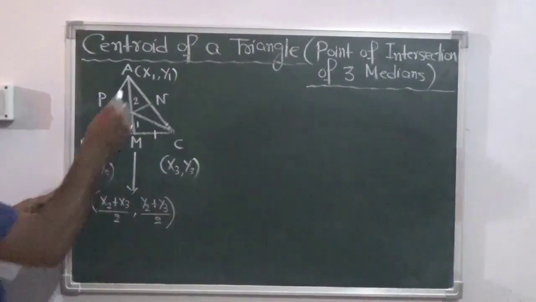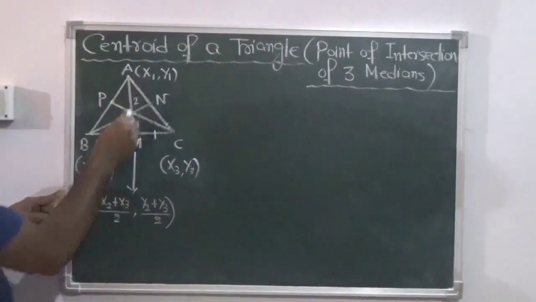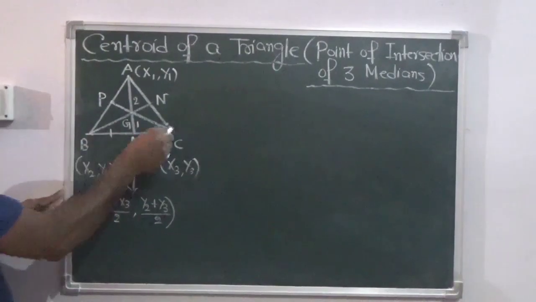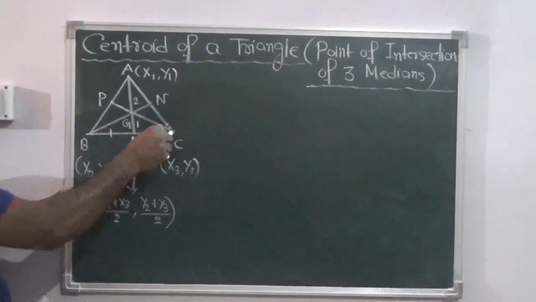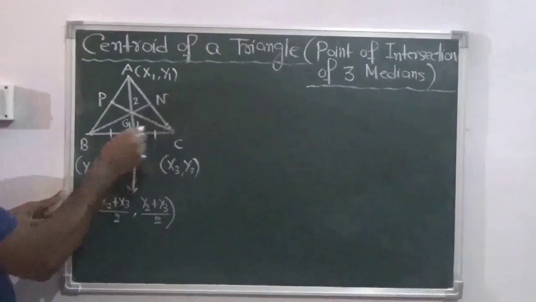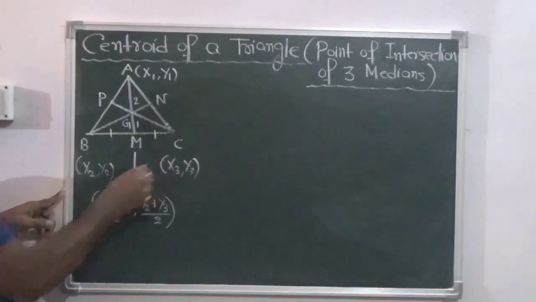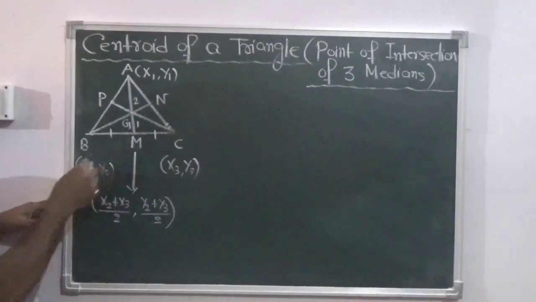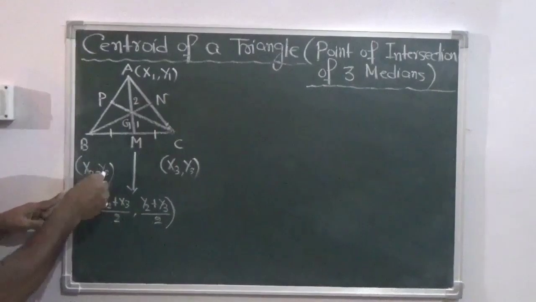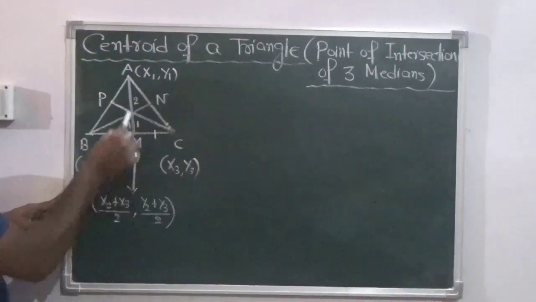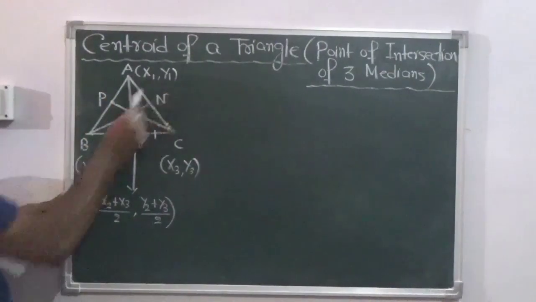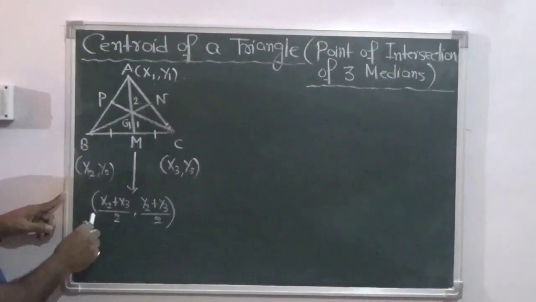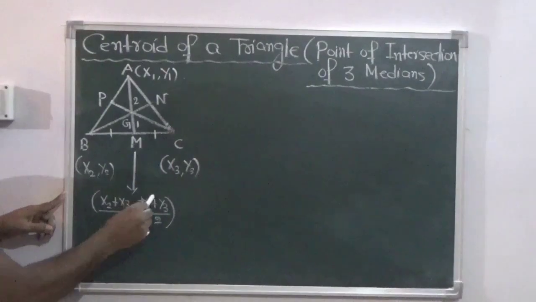So what we have, A is (x1, y1) and M being the midpoint of BC, because the median divides the opposite side. So B and C, M is the midpoint of BC. So coordinates of M will be (x2 plus x3) by 2 and (y2 plus y3) by 2. So the x coordinate for M is (x2 plus x3) by 2 and y coordinate for M is (y2 plus y3) by 2. So we get the 2 points A (x1, y1) and M ((x2 plus x3) by 2, (y2 plus y3) by 2).